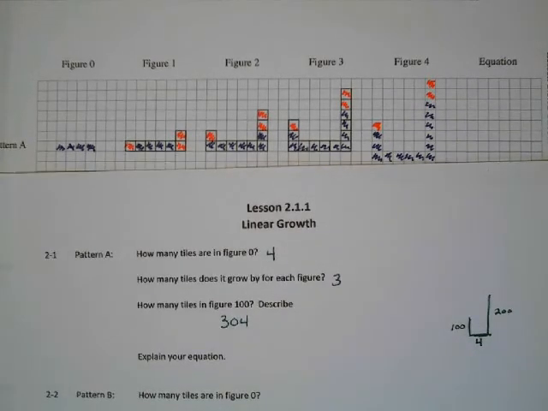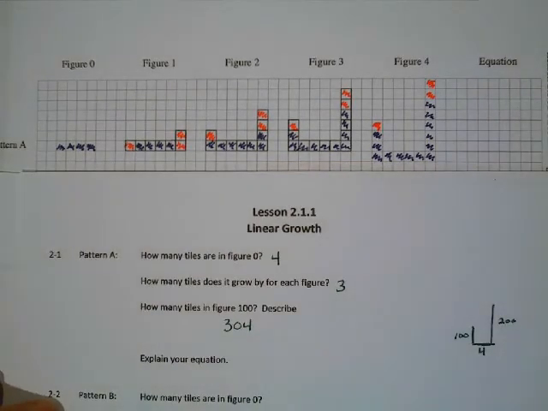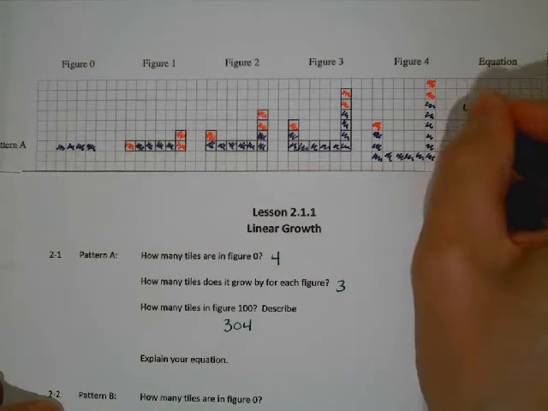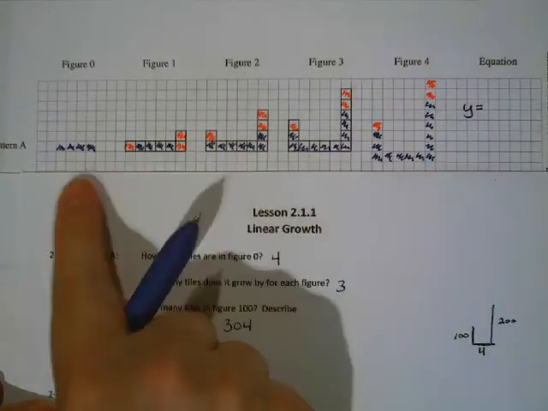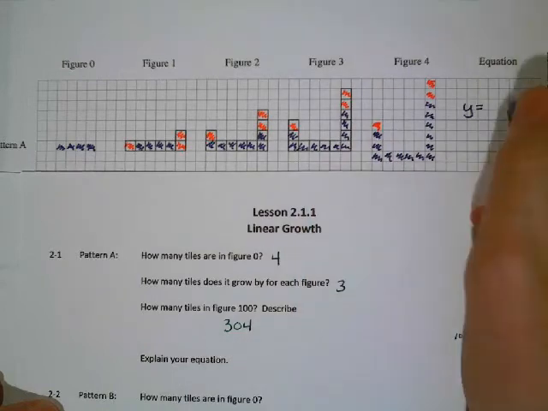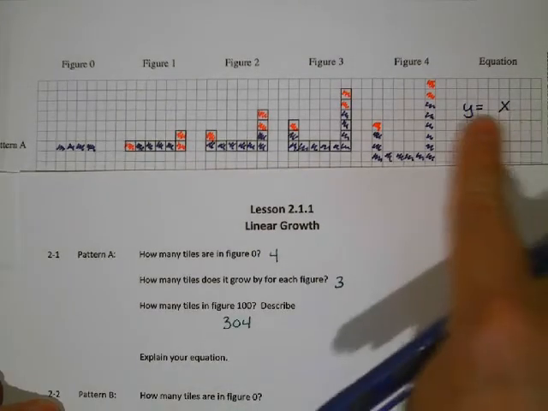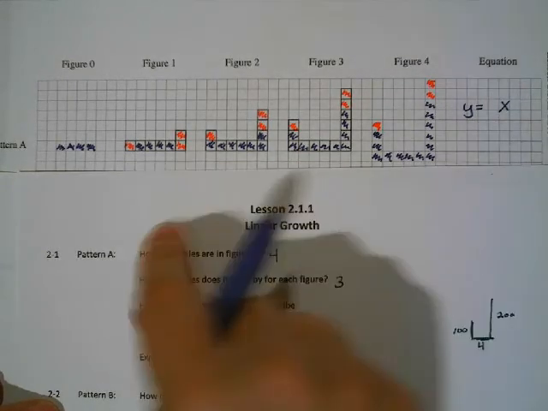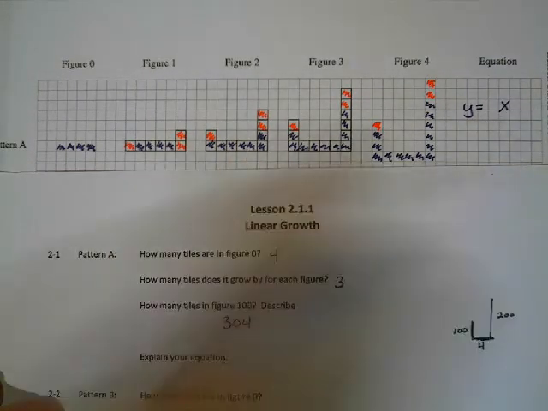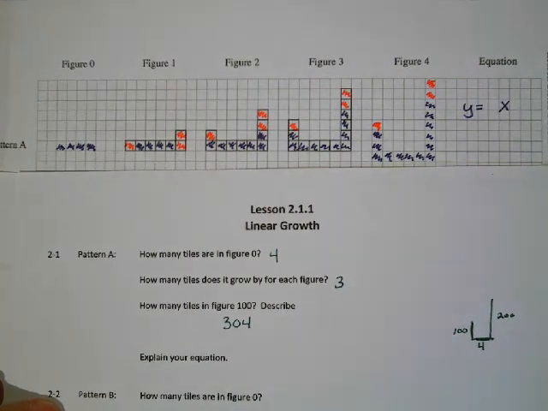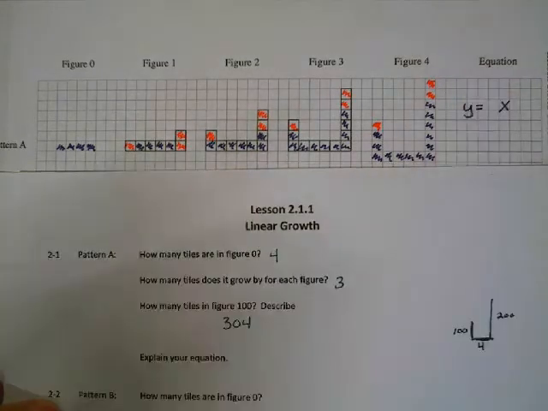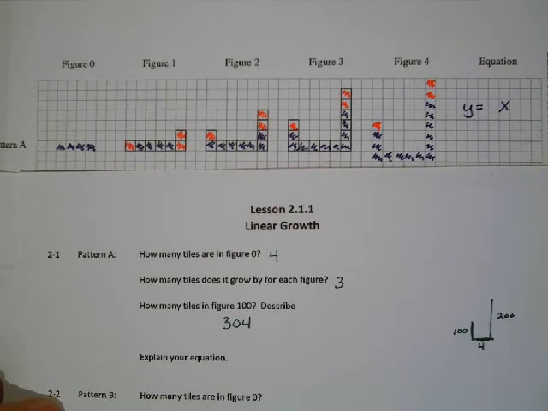All right, now we need to make an equation for this one. So in our equation, y is going to be the number of tiles, and I'm going to make x the figure number. All right, so I need some kind of equation that's going to describe that. Now remember, we're starting with 4 tiles, and it looks like each time I'm growing by 3. Come up with an equation where you think that if you plug in the figure number, you'll get the tile number. Okay, I'll give you a little bit of time to look at it.